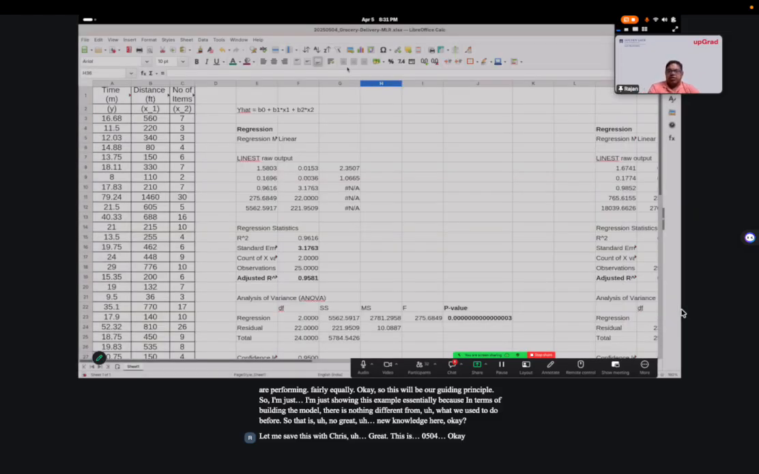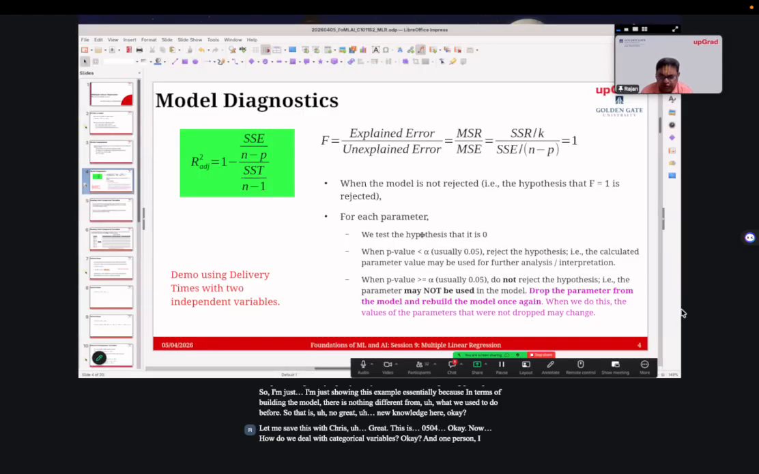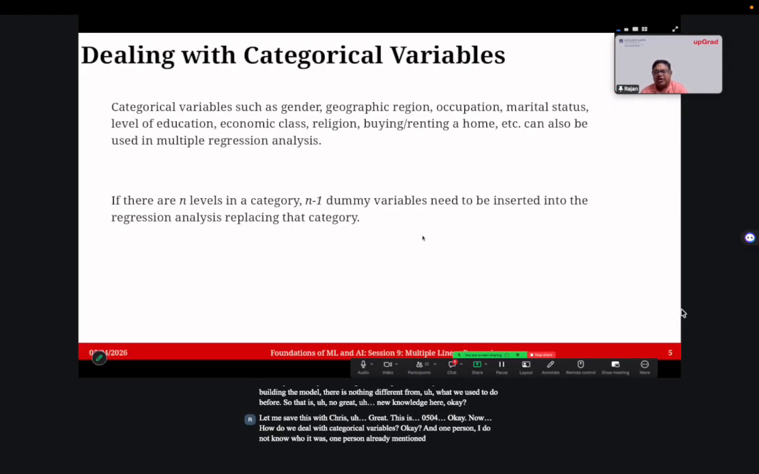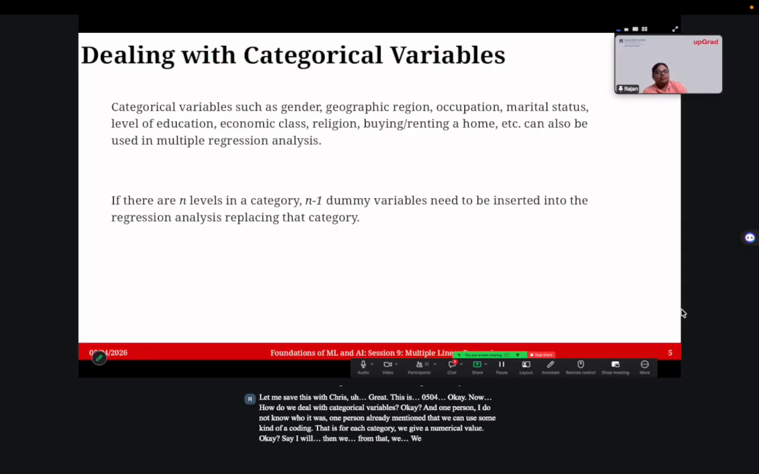Now, how do we deal with categorical variables? One person, I do not know who it was, already mentioned that we can use some kind of coding. That is, for each category, we give a numerical value. We held on to that thought and said we will give 0 for men and 1 for women in the gender example. So how do we deal with these categorical variables in general?